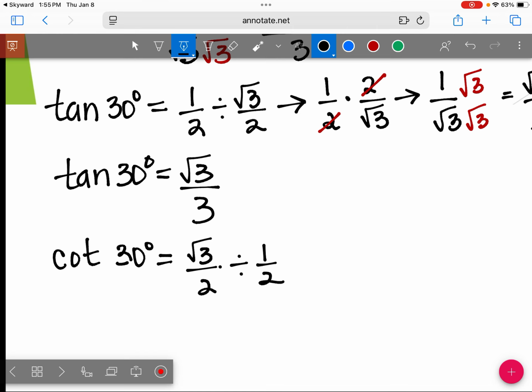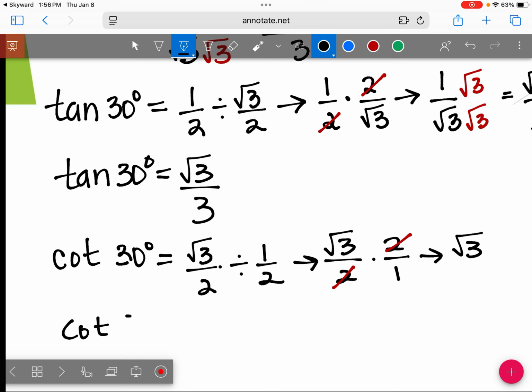And you get root 3 over 2 times 2 over 1. Again, my 2's go away. But this time I don't have a radical in my denominator, so I can stop right there. So the cotangent of 30 degrees is just the square root of 3. So what we did was we used our unit circle to find all 6.